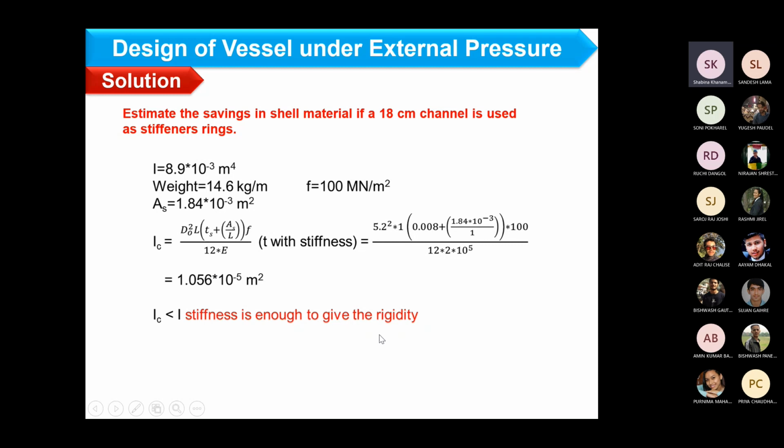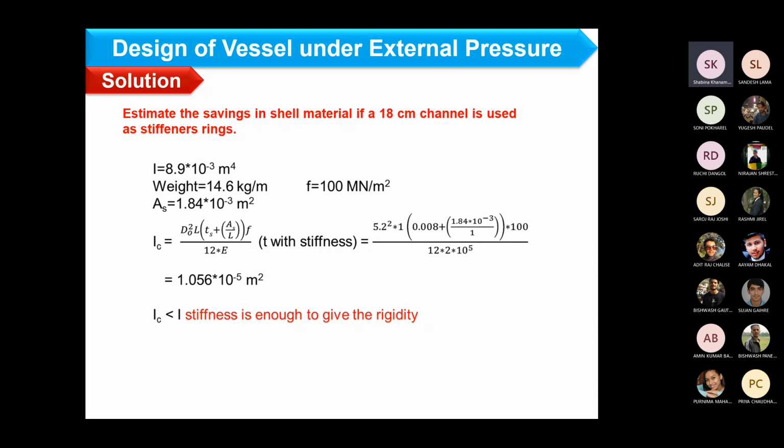The condition to have a suitable stiffener is that the moment of inertia of the structure should be lesser than the moment of inertia of the ring, of the stiffener. So if you compare this with this, of course this is lesser than this, so you can imagine that the 18 centimeter channel is a suitable stiffening ring for the vessel.